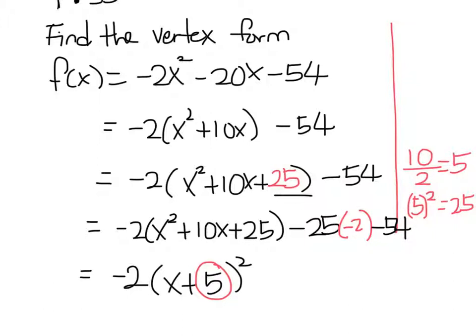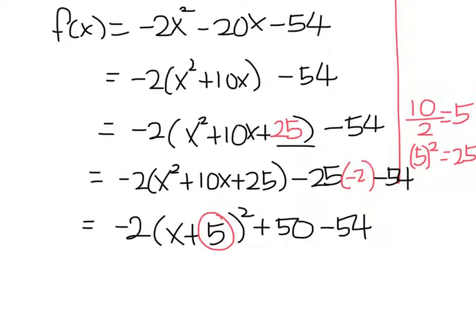So this is very important for you to understand. So now we're almost done, right? So all we have to do is this part. Okay, we got to simplify that part. Don't forget PEMDAS. We want to multiply first, right? So negative 25 times negative 2 is positive 50. And then don't forget this part right here. That's negative 54. So I'm just going to write it out. So now that's going to give me negative 2 times x plus 5 squared.